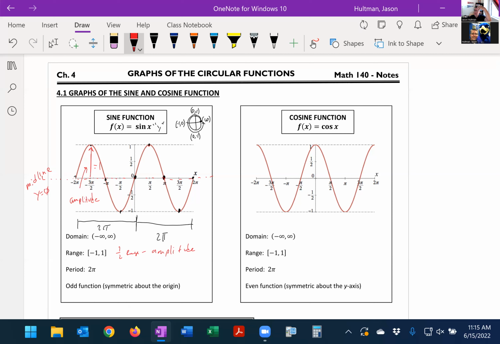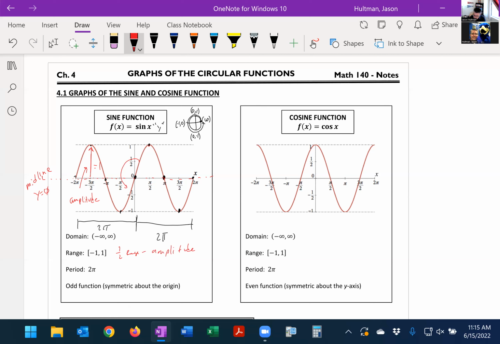And we could stretch these functions, and we'll see how they're stretched, compressed, and flipped. And it's an odd function, symmetric about the origin, which means that if I were to rotate this 180 degrees, I would get a mirror image.